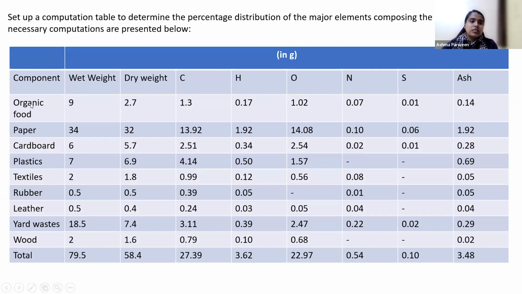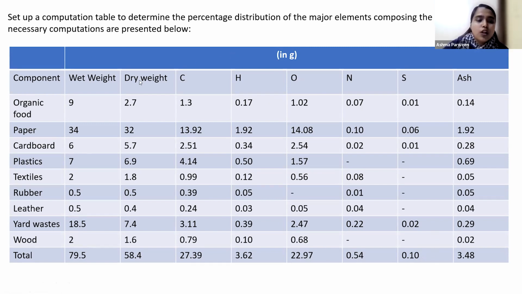We will do this calculation for each organic component: organic food, paper, cardboard, plastic, textile, rubber, leather, yard waste, and food. After this, we will add up the carbon, hydrogen, oxygen, nitrogen, sulfur, and ash content in the overall waste. We got a wet weight of 79.5 grams out of 100 grams as organic components. Out of this 79.5 grams, 58.4 grams is dry weight and the rest is moisture. On a dry weight basis, we have 27.39 grams of carbon, 3.62 grams of hydrogen, 22.97 grams of oxygen, 0.4 grams of nitrogen, and 0.10 grams of sulfur.